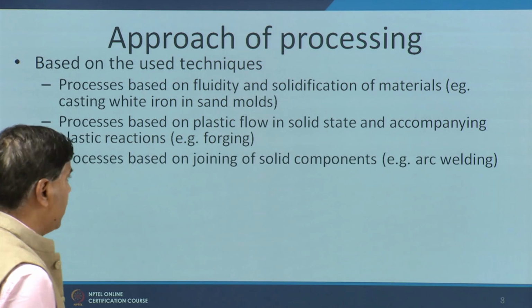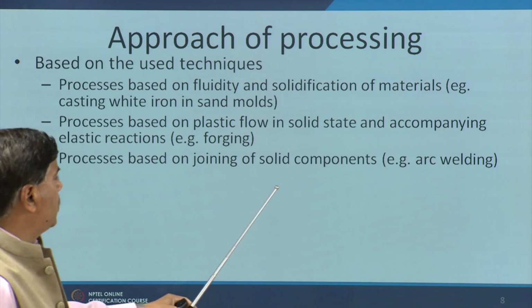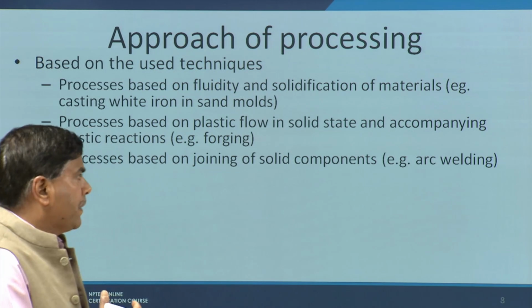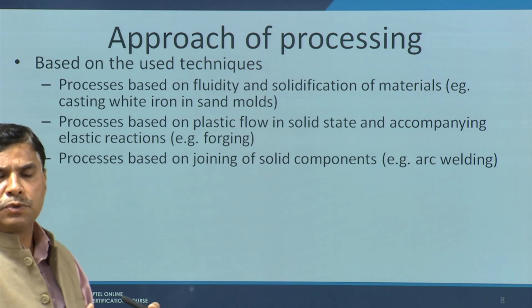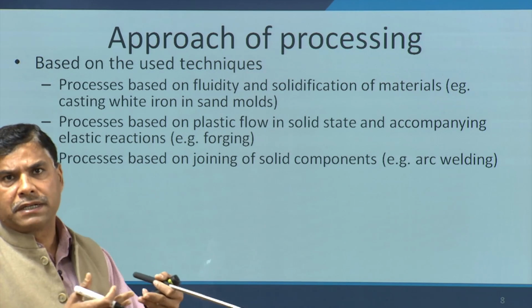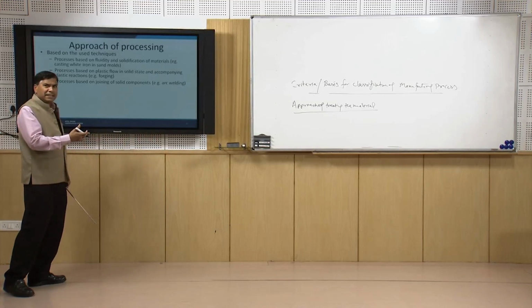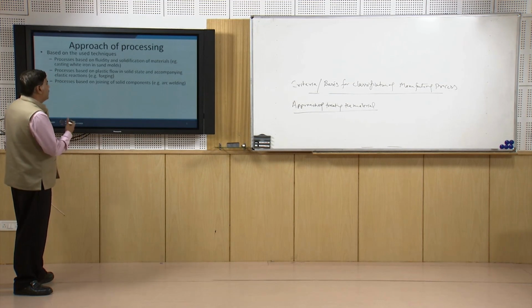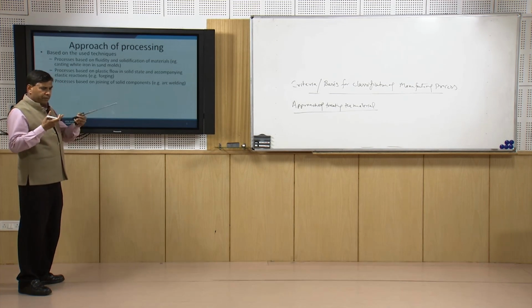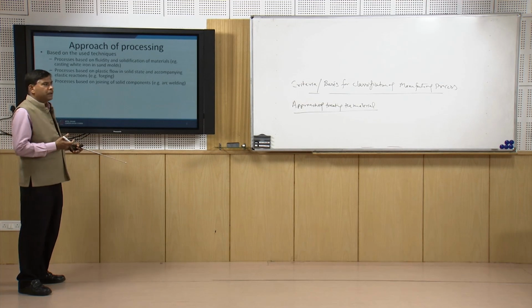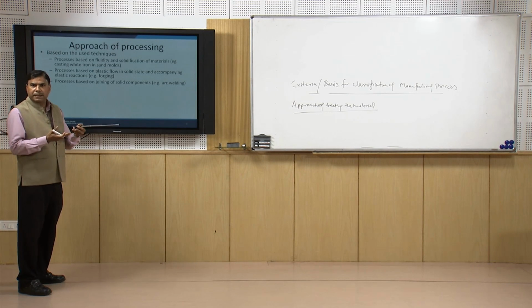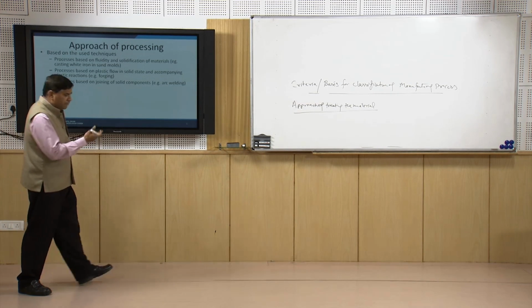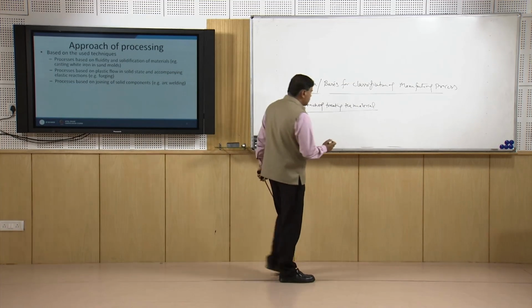And then there are processes based on the joining of solid components. In this case, the two members to be joined are brought together to get the desired size and shape in the component. This joining may be achieved through the fusion of the faying surfaces of the two components to be joined, or by just heating the base metals and putting a low melting point material between the members to be joined, thereby facilitating the joints.